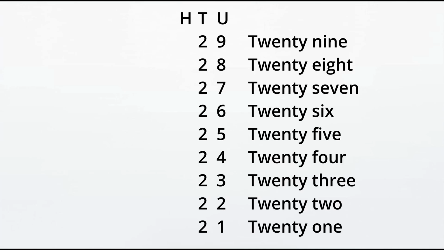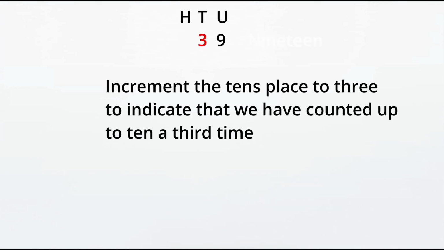From 21 we go on to 20 and 2 or 22, 20 and 3 or 23, 20 and 4 or 24, and so on until we get to 20 and 9 or 29. At this point we've counted up to 9 yet again. We can't go higher in the units column since we've reached 9 and our number system is based on the number 10. No number in the units column can be the same or higher than the number base that we are working with. So since we've counted up to 9, we will increase the digit in the tens place to 3 to show that we have counted up to 10 3 times. We have 3 tens. This is our third 10 since we started counting.